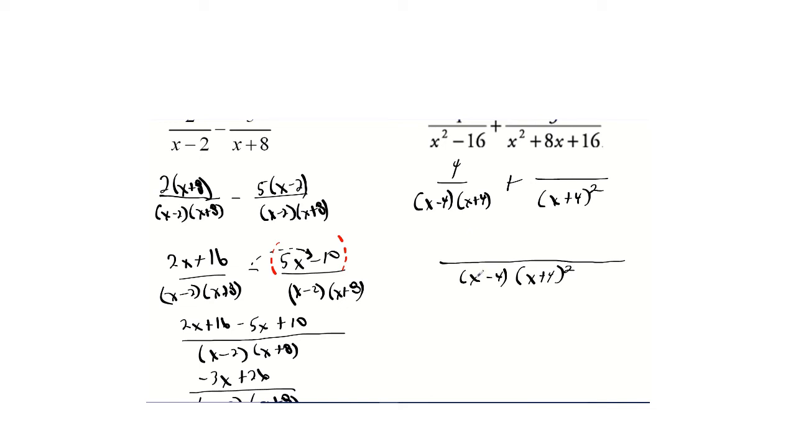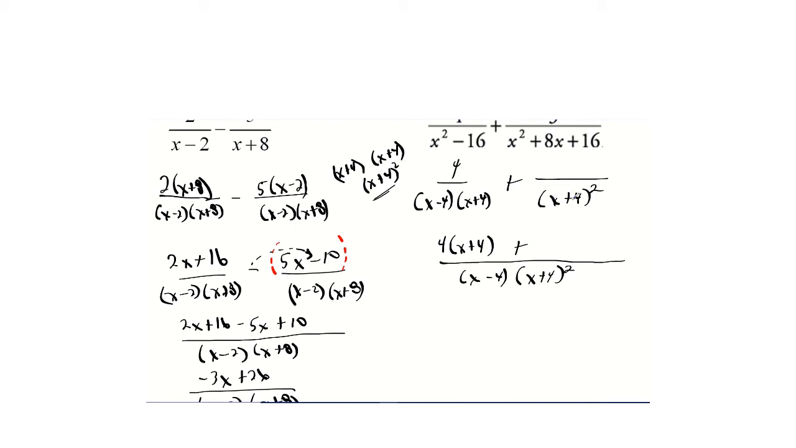Well, I have the x minus 4. I have x plus 4, but I want x plus 4 squared. That means I'm going to have to multiply it by another x plus 4. That would get me to add the exponents, right? If you have x plus 4 and you multiply it by another x plus 4, that's the same thing as x plus 4 squared. So whatever I did to this, to make this, I must multiply the numerator by the same thing.